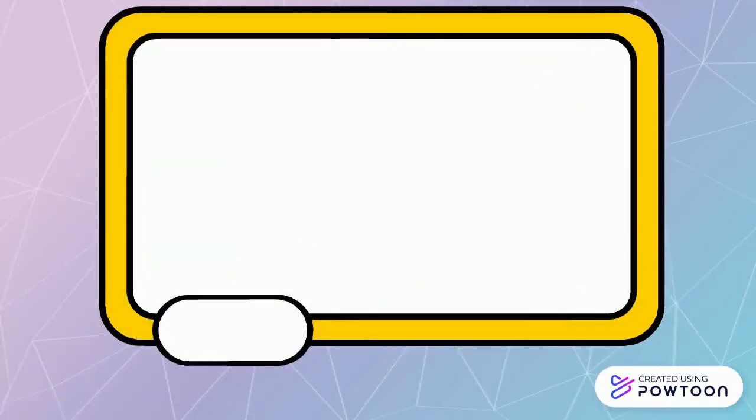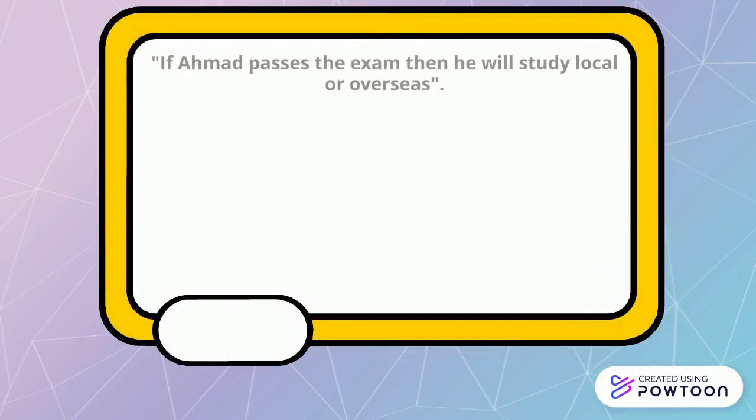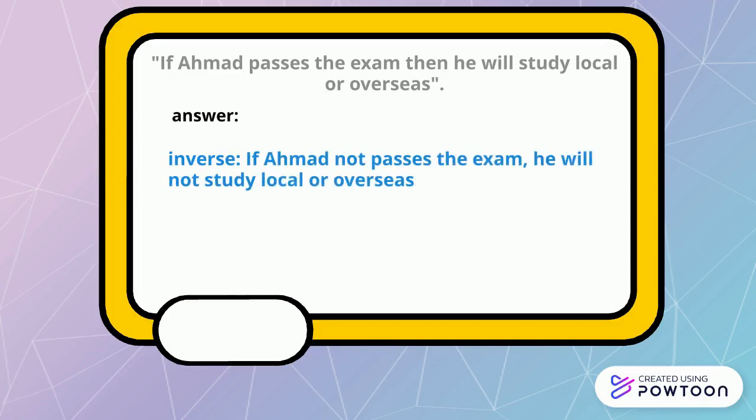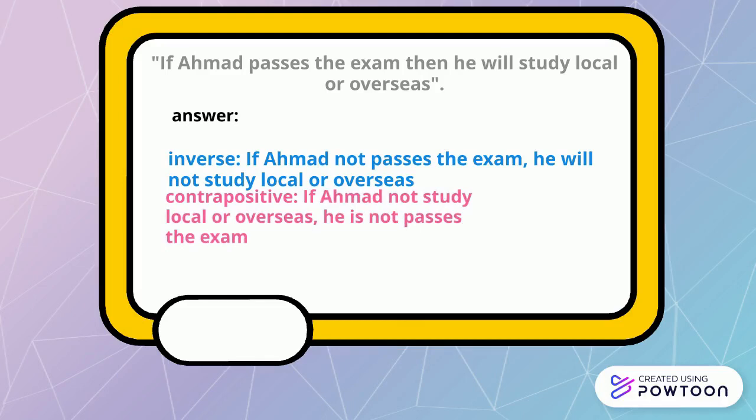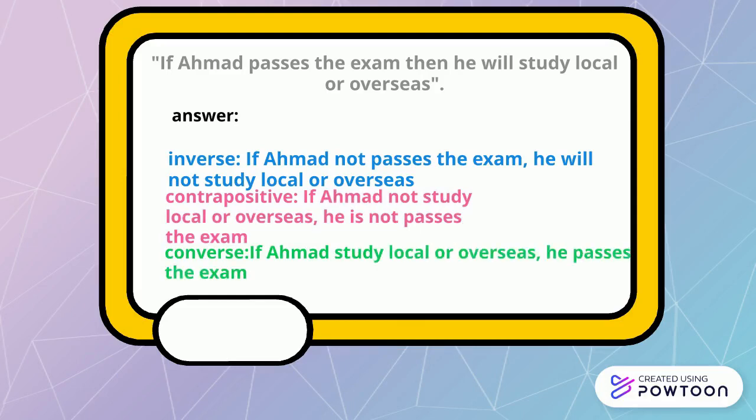For this solution, we have to state three sentences: inverse, contrapositive, and converse. So the answer for inverse is, if Ahmad does not pass the exam, he will not study local or overseas. Next, the answer for contrapositive, if Ahmad does not study local or overseas, he does not pass the exam. Lastly, the converse, the sentence would be, if Ahmad studies local or overseas, he passes the exam.